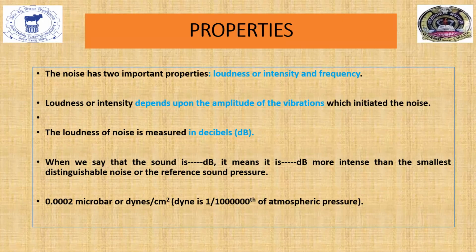I think most of the things you have studied previously during your preparation or likewise. So loudness of noise is generally measured in terms of the decibel, and it's simple for understanding. When we are saying that this much decibel of the sound, it means this much decibel is more intense than the smallest distinguishable unit or reference value of sound pressure, and that reference value is generally 0.0002 microbar, or we can say dynes per centimeter square. That is the dyne that is given here in bracket.